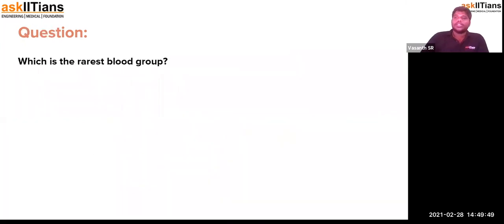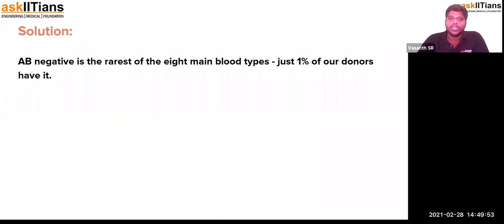Next one is, what is the rarest blood group? The rarest blood group is very easy. It is always the AB negative blood group. That is actually very rare to form. We have only 1% of our donors who actually have it, but this is old data. Now we have more than that because of the huge population increase. But the probability of having AB negative is very, very less compared to other blood groups.